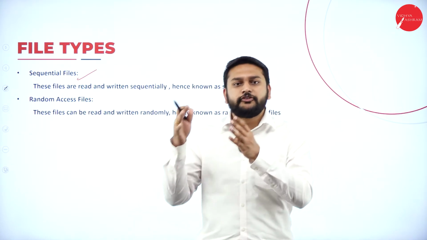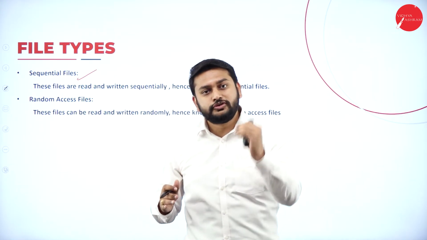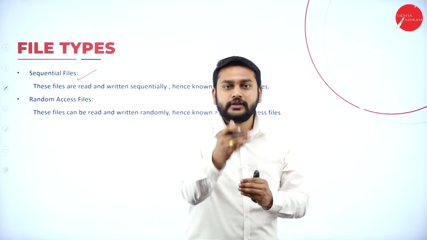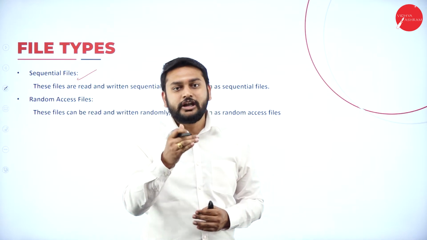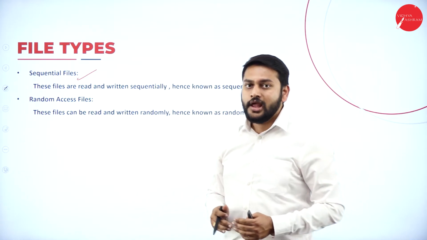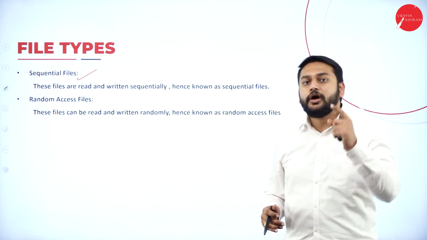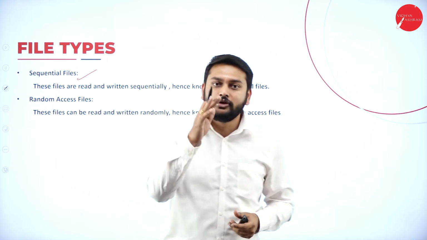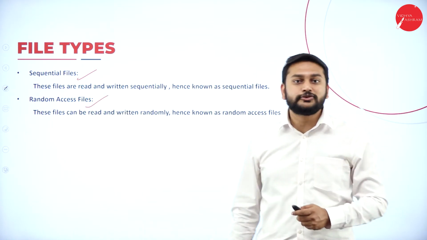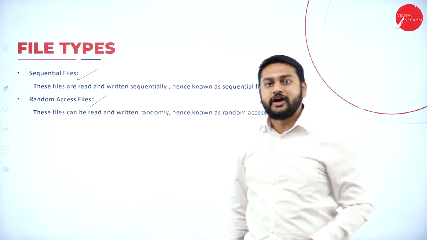There are some files which allow you to write the data one after the other. So that is what you need to remember. Or they will allow you to read the data one after the other, sequentially. But there are some files which will allow you to read and write randomly. Such files I will call random access files. So these are the two different types of files that I have in Java, right?